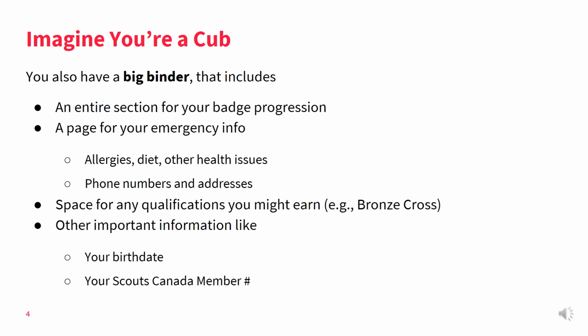Moreover, you carry around a big binder, and in this binder there's a section for all of your badge progression as you go through the scouting program. There's also, in the front of the book, a page for your emergency information, your allergies, your dietary restrictions, any other health issues, as well as emergency contact numbers and addresses. There's probably also a page for any qualifications you might earn, such as your Bronze Cross or your standard first aid. And there's also some other identifying information.